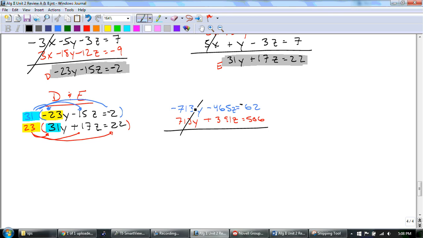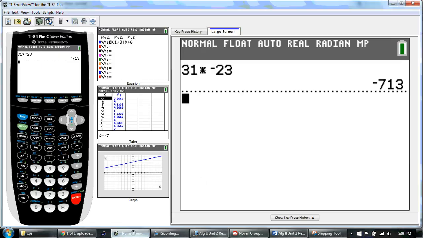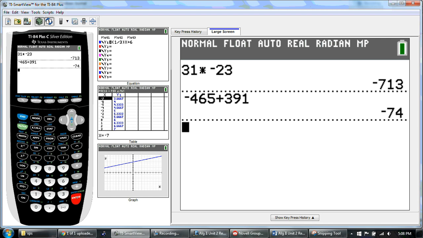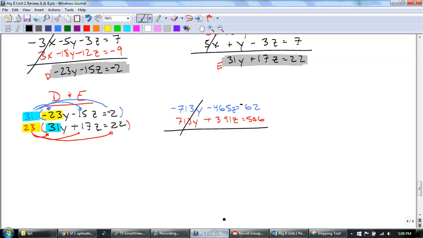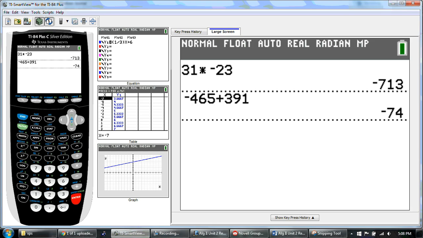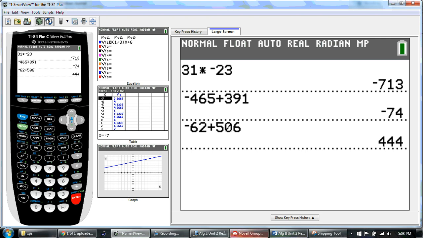Okay, so our y's cancel. And now we have negative 465z plus 391z, and we get negative 74z. And this is when you're getting to the point like, oh man, these are some crazy numbers. I really hope I get this right. And now we have negative 62 plus 506, and you get 444.